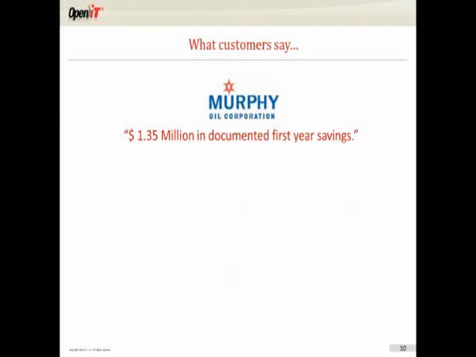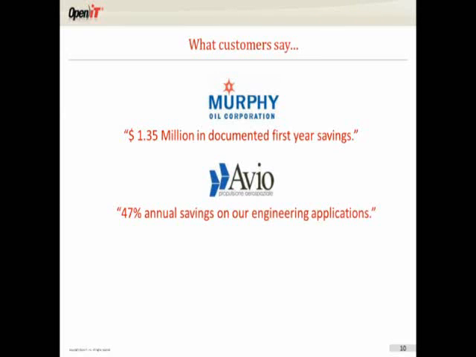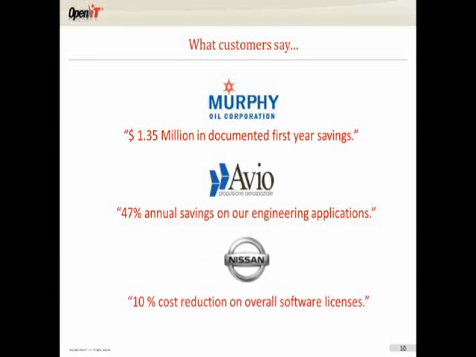Just as a brief overview before we get into some of these specifics, our customers are really quite happy with some of the results that they've seen. Murphy Oil, for example, in their first year, saved $1.35 million. Needless to say, they were thrilled with that. Avio has accounted for a 47% annual savings on their engineering applications, and of course those are quite expensive. And Nissan in the automotive sector has attributed a 10% cost reduction on their overall software licenses to the utilization of this type of approach in their organization.